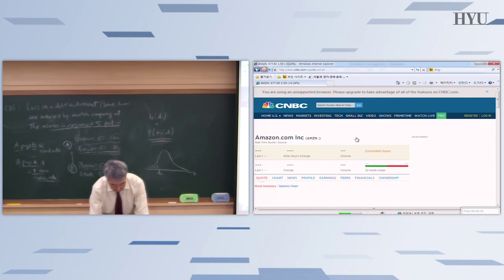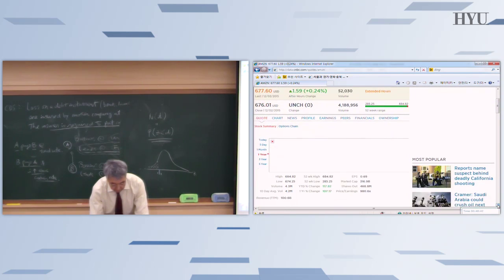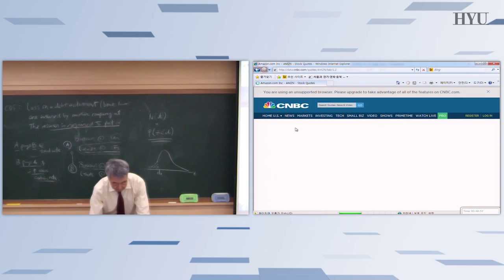Okay, then you've got some overall stock quotation information for the company, right? And well, I guess this is the problem: this unsupported browser is not going to show this chart. And anyway, here's the options chain. So click on options chain.